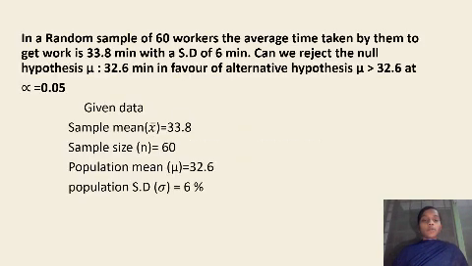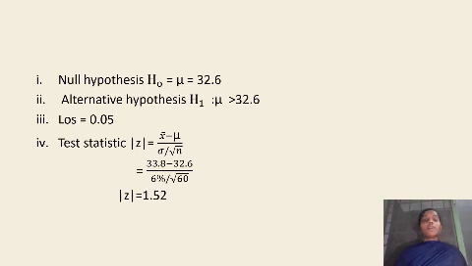Next we are moving to our problem statement. We are given the data: sample mean x bar equals 33.8, sample size n equals 60, population mean mu equals 32.6, standard deviation equals 6. Here we are concluding the problem according to the given data in the problem statement. At the first step, null hypothesis H0: mu equals 32.6, as we know from the data. Alternative hypothesis H1: mu greater than 32.6. Level of significance equals 0.05.